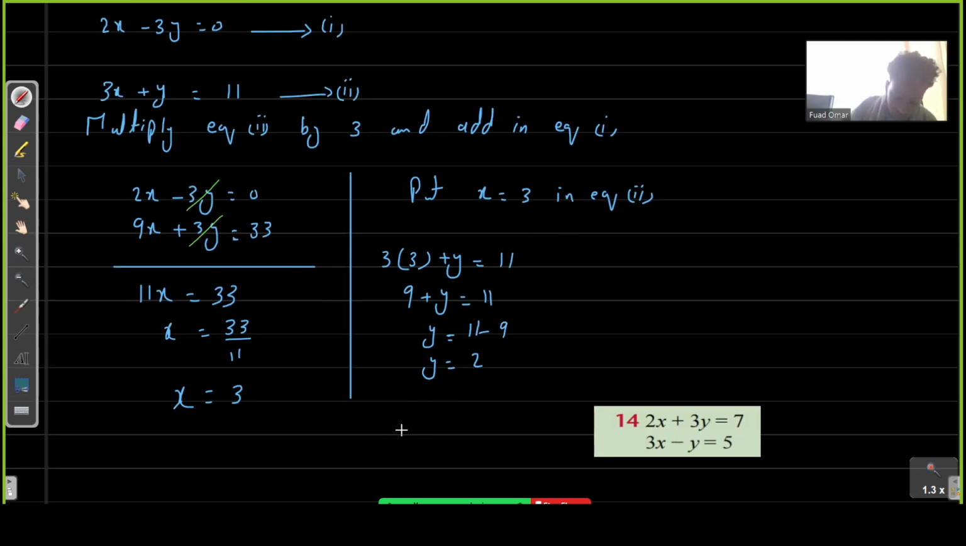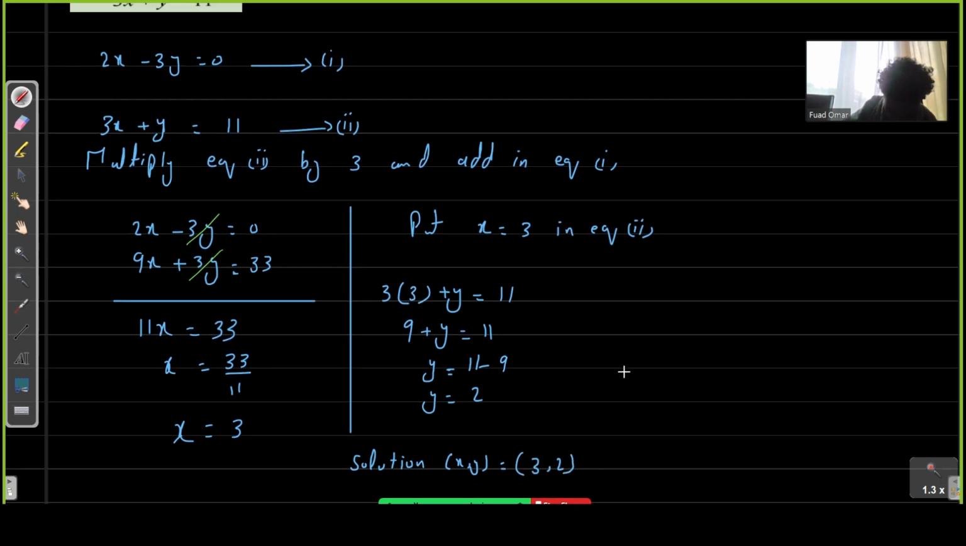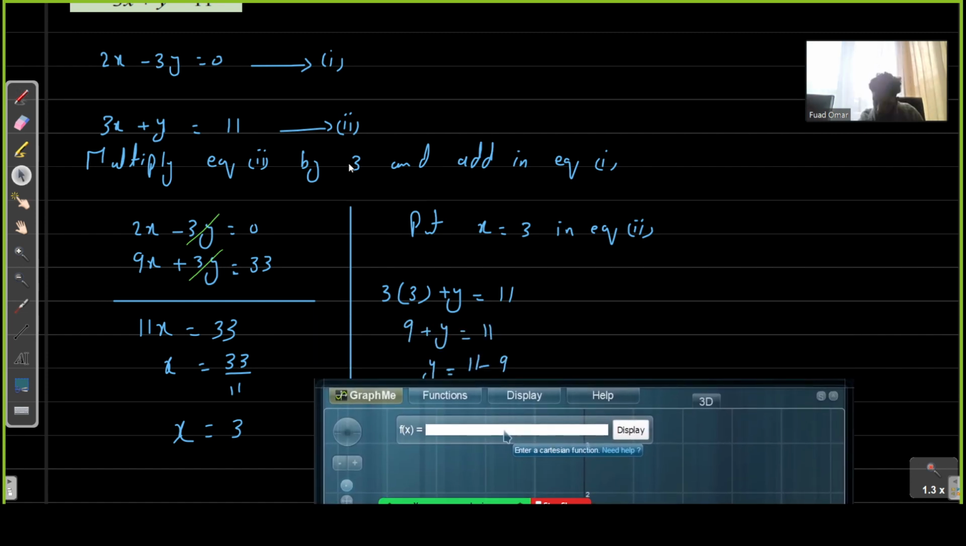So here we have the solution. x is equal to 3, y is equal to 2. So the solution of xy is 3, 2. If I plot a graph of these equations, they are intersecting each other at the point 3, 2. For plotting the graph, I can convert this implicit function into explicit.